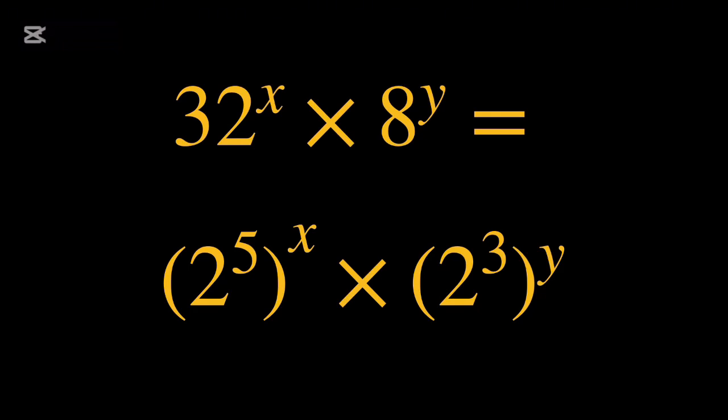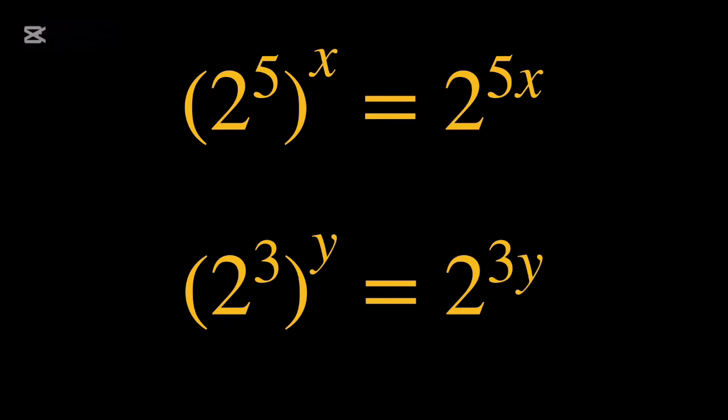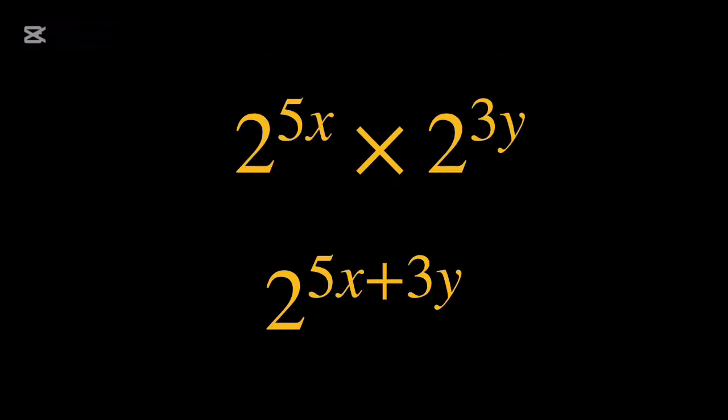Now we need to apply exponent rules. There's a rule in math that says, a to the power of m, to the power of n, is a to the power of m times n. So we do this. 2 to the power of 5, to the power of x, is 2 to the power of 5x. And 2 to the power of 3, to the power of y, is 2 to the power of 3y. Now we multiply them. 2 to the power of 5x times 2 to the power of 3y.